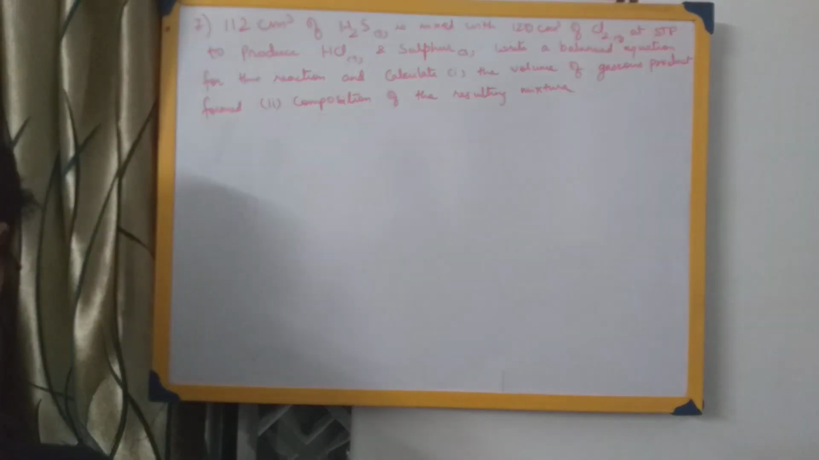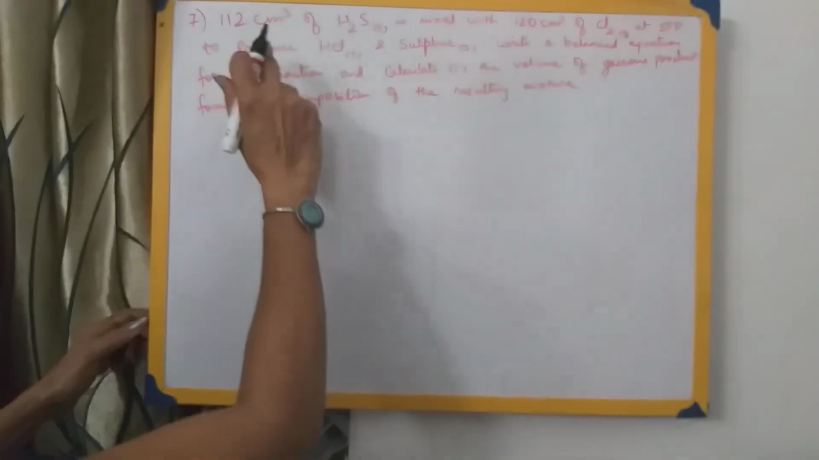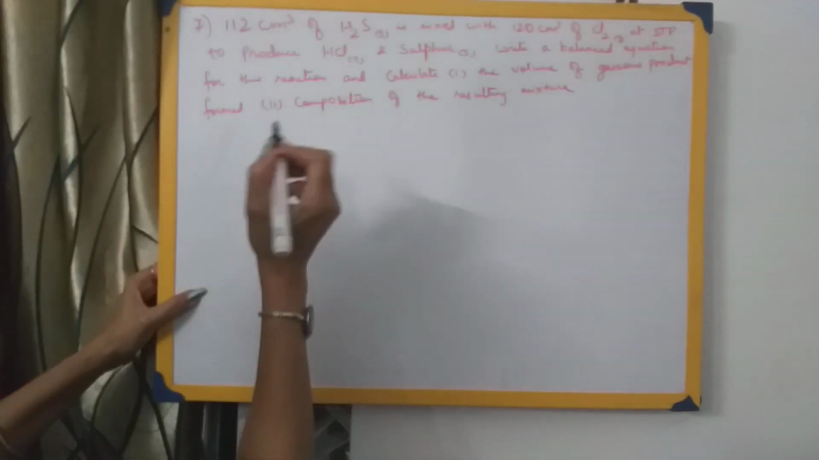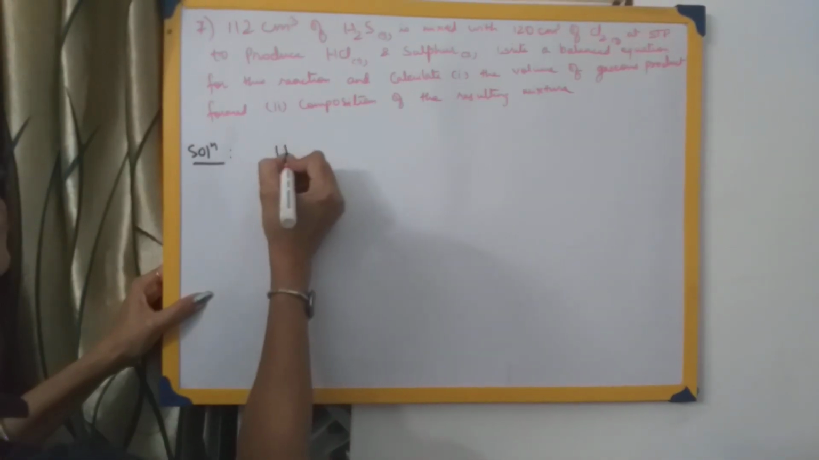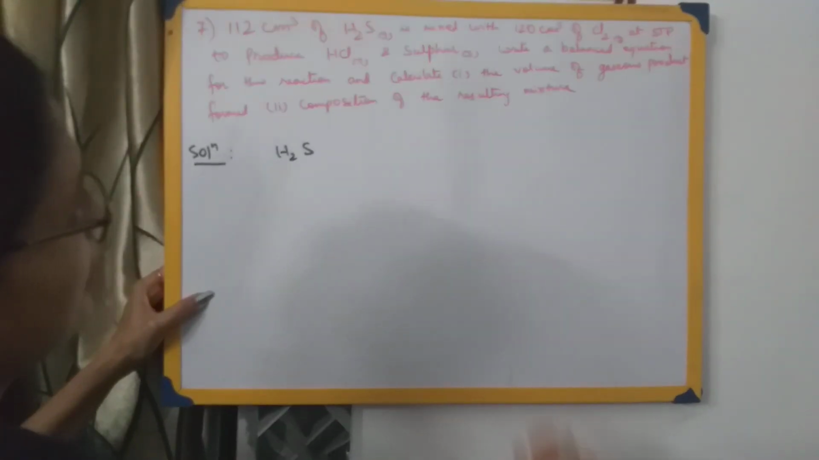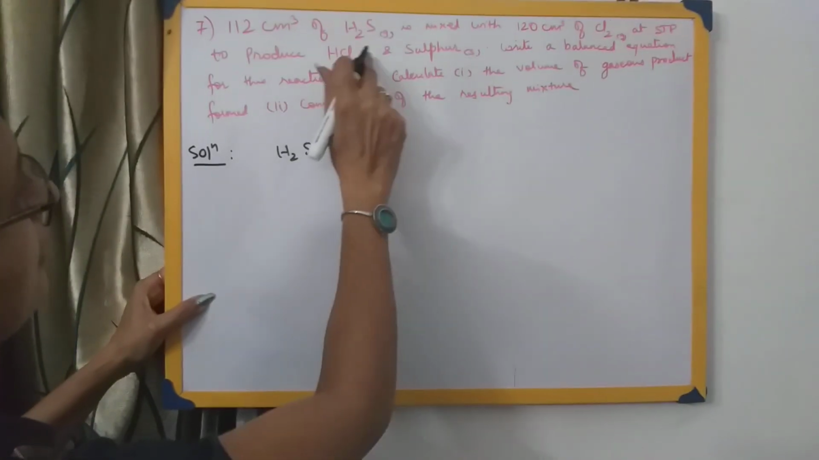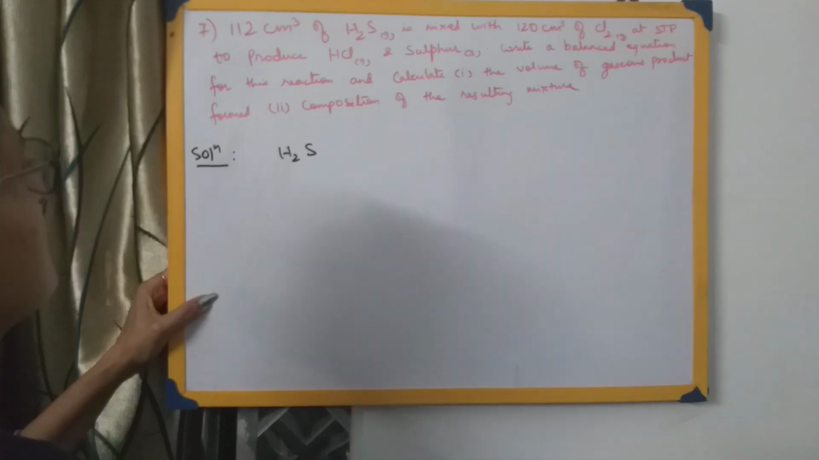So let us work on it. First of all, let us write down the balanced chemical equation from the given condition. It has been given 112 cubic centimeter H2S is mixed with 120 cubic centimeter of Cl2. So that means HCl is involved over here and chlorine is involved over here. So H2S, which is given in the question. Even if it's not given, you have to at least remember certain things. Hydrogen sulfide is in the gaseous state, chlorine is also in the gaseous state, hydrogen chloride is also in the gaseous state. Sulfur always remains in the solid state, particularly for these types of reactions.